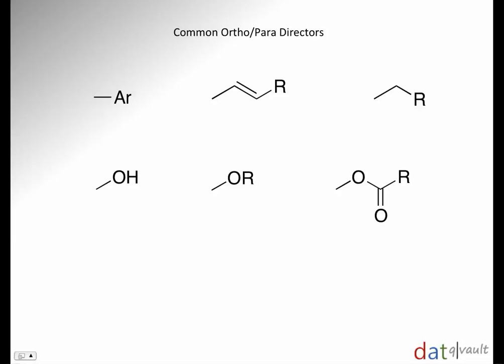ethers, or esters. Again, it's this lone pair of electrons on these oxygen atoms that will donate in and create additional resonance structures to stabilize the carbocation. Also, strong ortho-para directors and strong activators are amines; primary, secondary, or tertiary amines work for this. And also amides work because, again, we have this lone pair of electrons on this nitrogen that can donate and stabilize that carbocation.